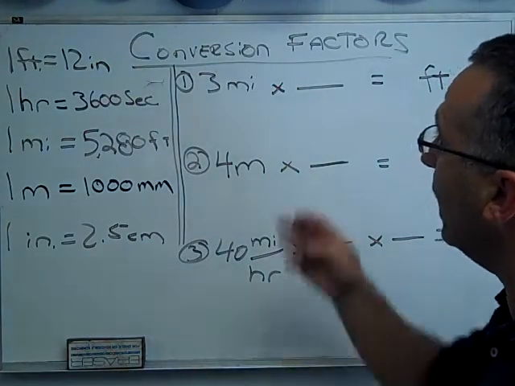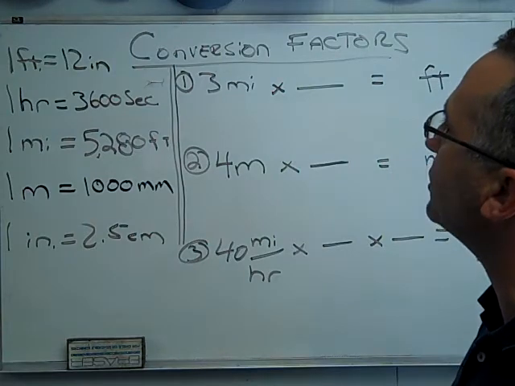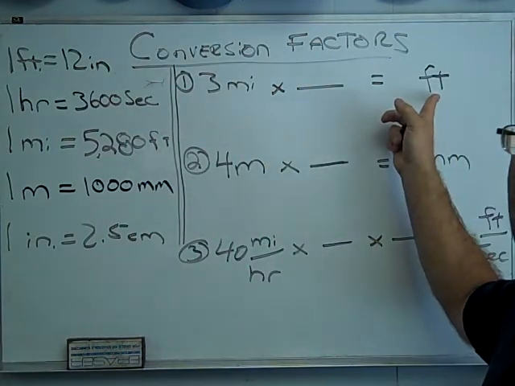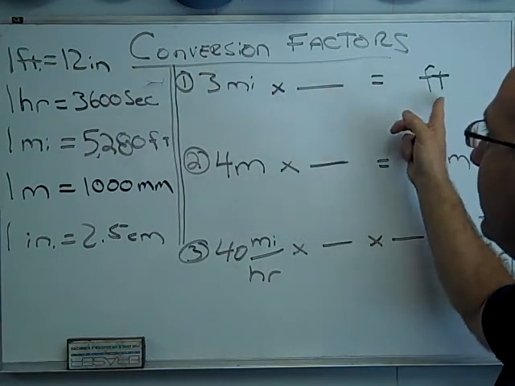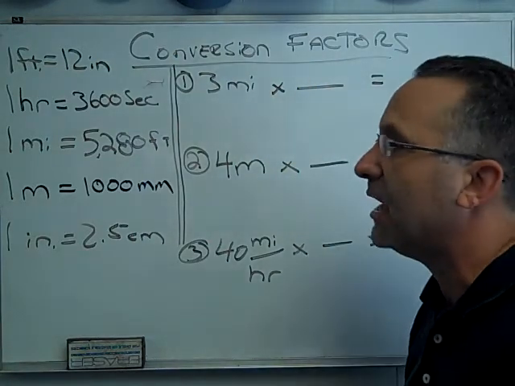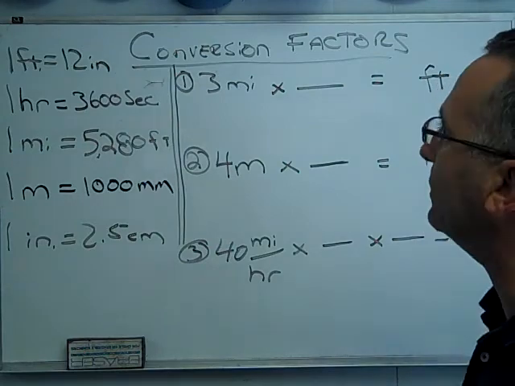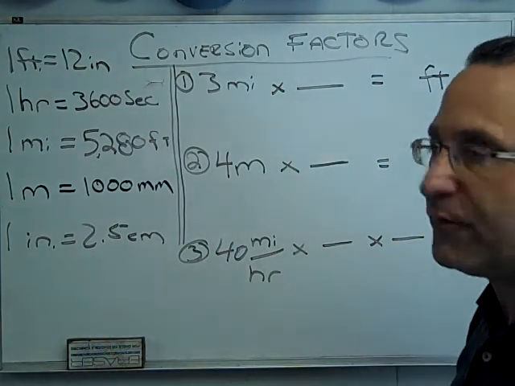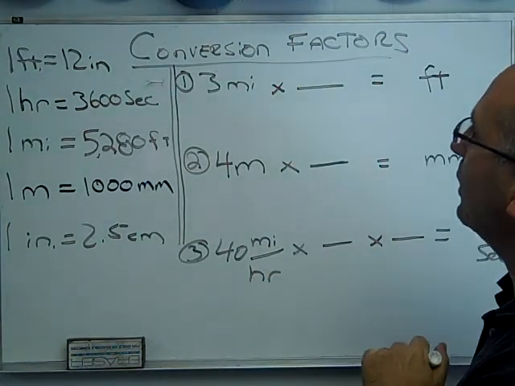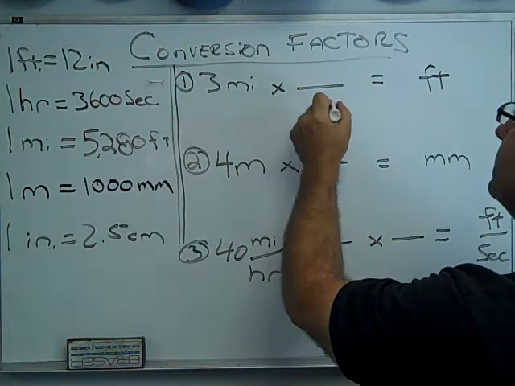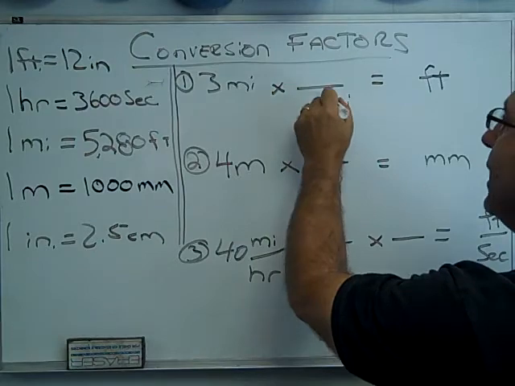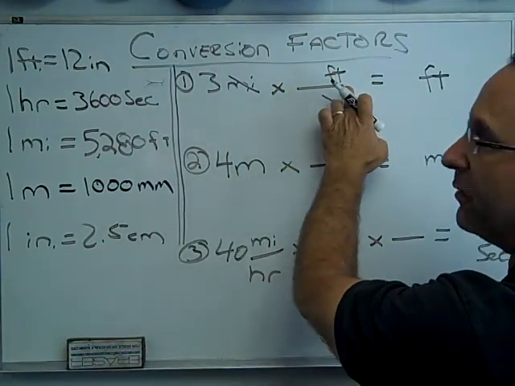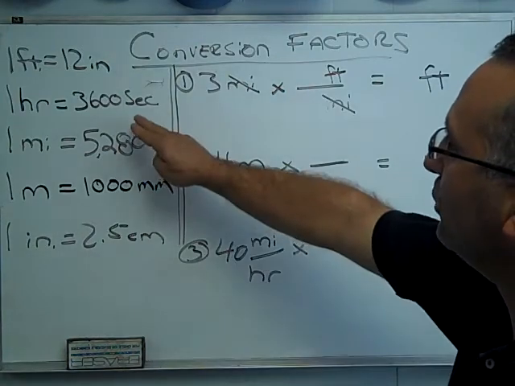In this case, we're going to change 3 miles, and we want feet left over. The question might be posed as, how many feet are in 3 miles? You want to find the fraction, or ratio, or conversion factor that cancels the miles. You want miles down here so that they cancel, and you want to be left with feet up here. So what ratio does that?